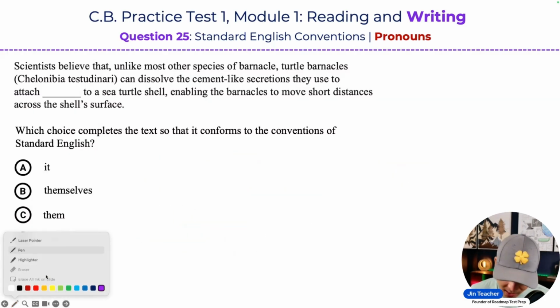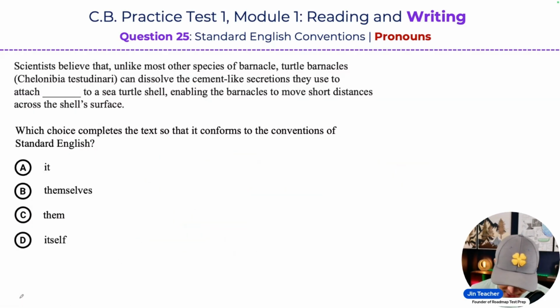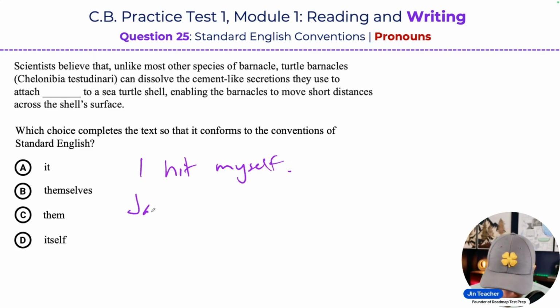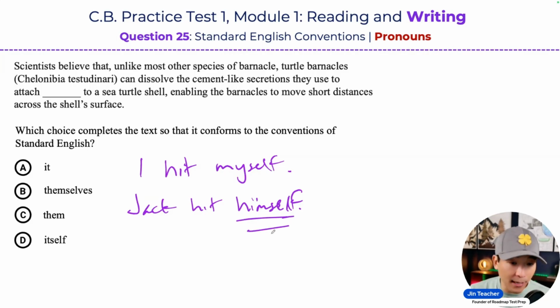You guys are like, what? What did he just say? Right? So again, reflexive pronouns reflect the action of the verb back onto the subject. So for example, if I say something like, I hit myself, right? I hit myself in the head. Or if I say Jack hit himself. Okay, so the self word here is a reflexive pronoun now, right?